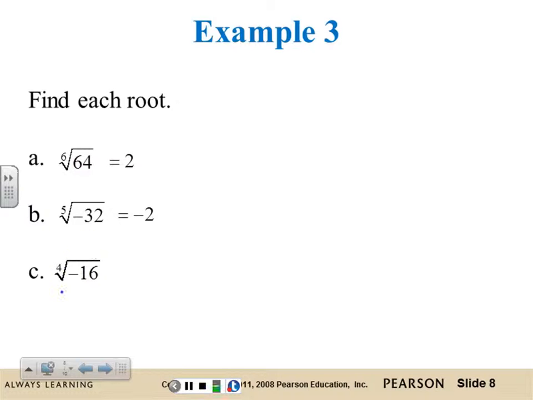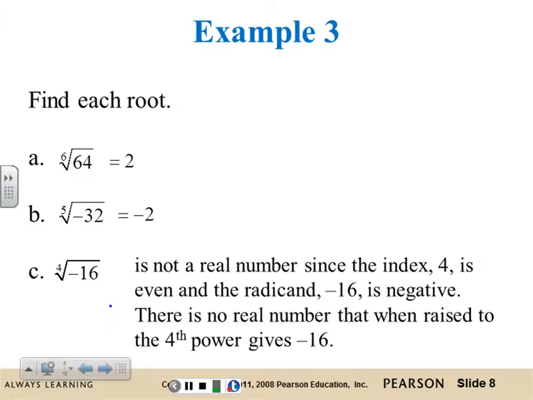Now, when you see a problem like this, you're just going to put not defined, no solution, whatever, because we've taken the even root of a negative number. So you cannot do that. So this is not a real number since the index is 4, and that's even, and the radicand is negative 16, which is negative. You cannot take an even root of a negative number. So your answer is no solution here.